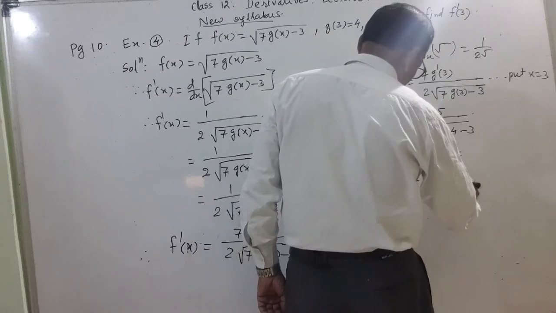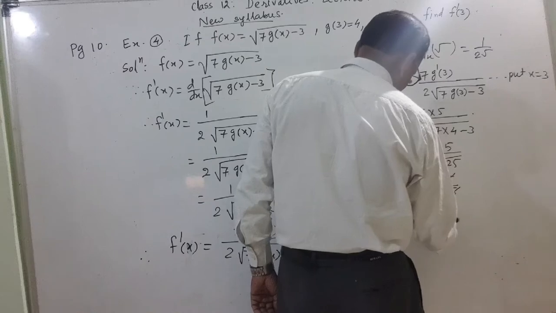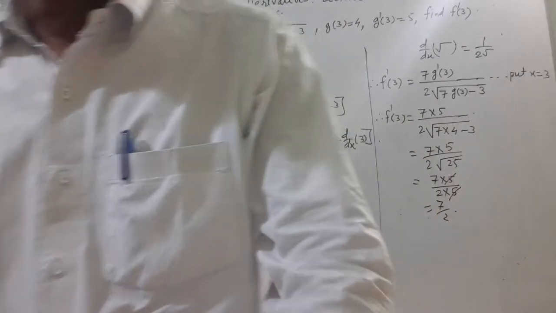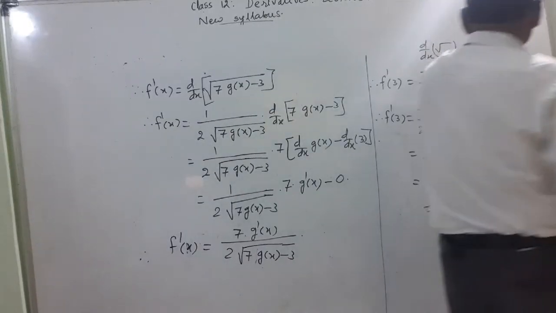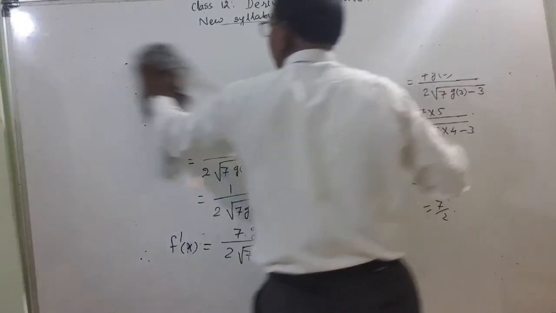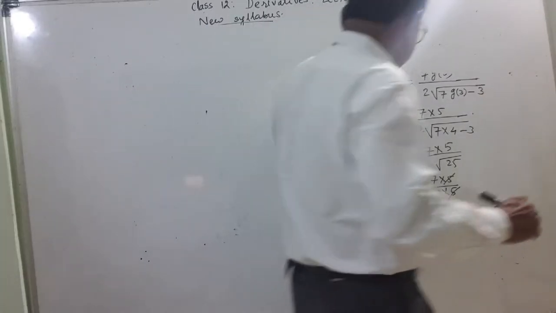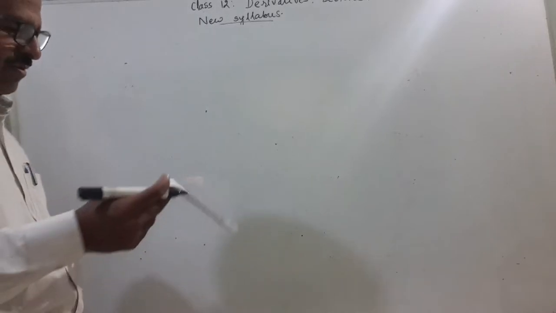7 into 5 upon 2 into 5. 5 cut, 5 cut. That is equal to 7 upon 2. This is the answer for this. So hope you have understood this. Now the next question, same way, somewhat difficult level. If this sum is asked, it will be generally for 2-3 marks. But the next question, if it is asked, it will be for 3 or 4 marks.